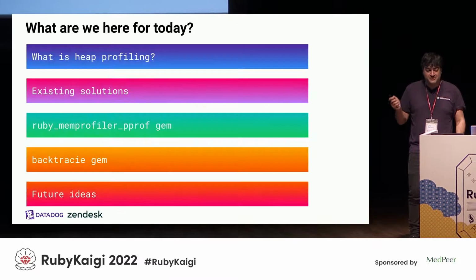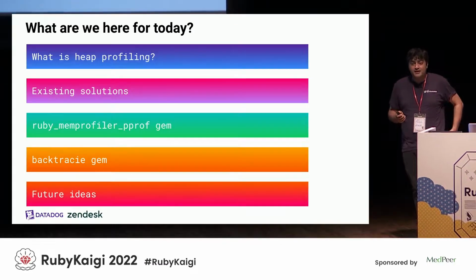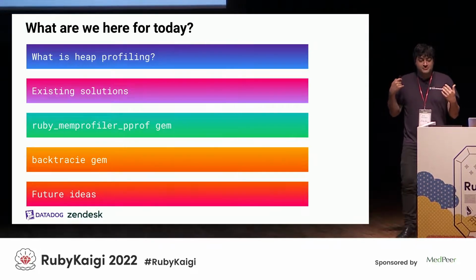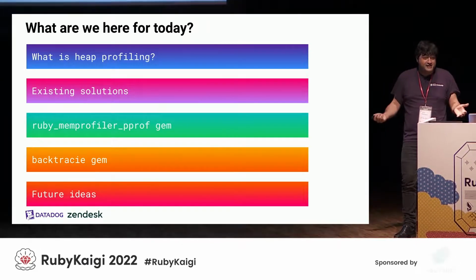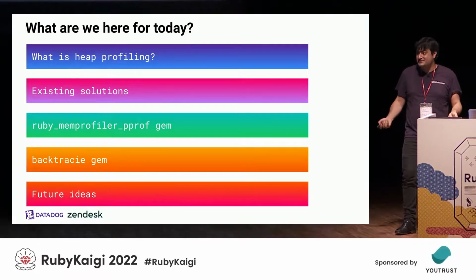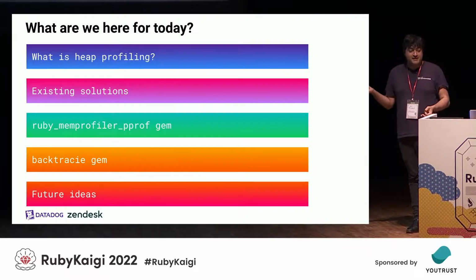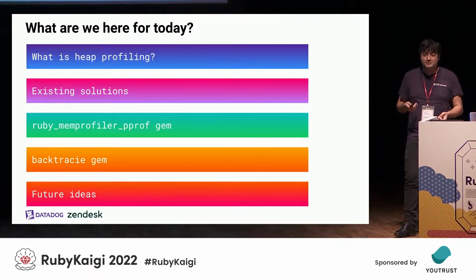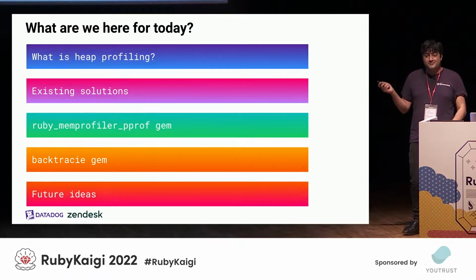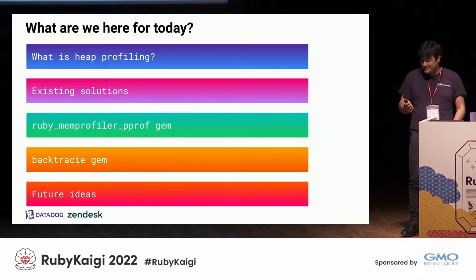All right. So what are we doing today? Firstly, we're going to go into a bit of background about what heap profiling is, what the existing solutions in the Ruby space are, and then we're going to talk about the work we did on the Ruby mem profiler gem and the backtracing gem to help enhance this space in Ruby. And finally, we're going to talk about where to go next after we do this work.